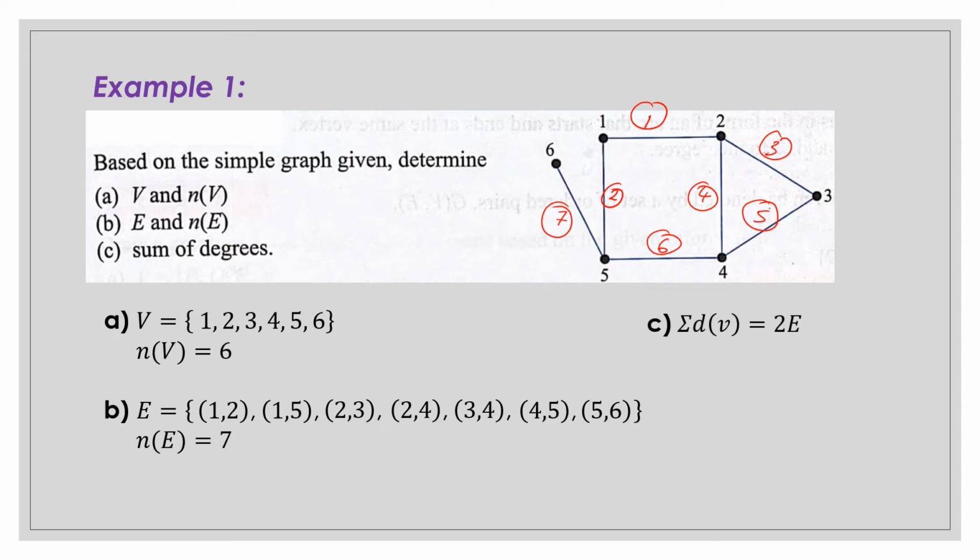And how about the sum of degree? The sum of degree, just now I told you already, is twice the number of edges. So you got 7 edges. So just 2 multiplied by 7, so the sum of degree is 14.